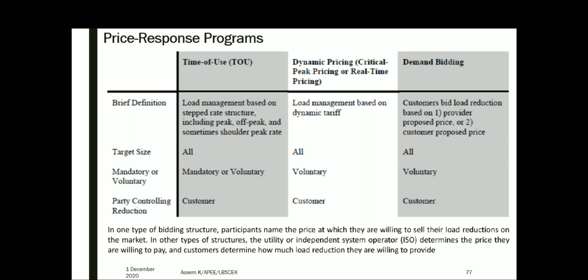Then another kind is demand bidding. Demand bidding gives the facility managers the opportunity to actively participate in the market trading by offering to reduce the load for a price. So the utility can bid, or they can bargain for a particular price. They will reduce this much amount, so they will bargain or demand the price reduction. That is another type of demand response program.